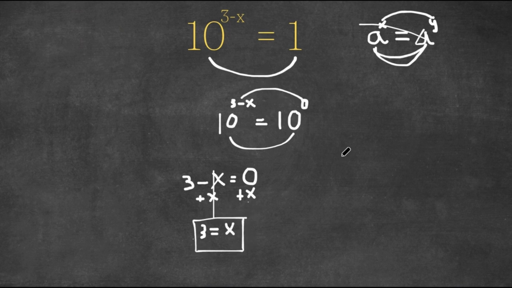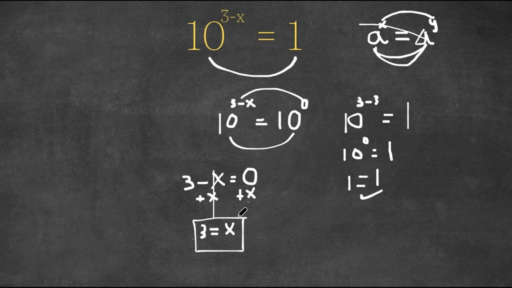Now why don't we go ahead and plug it in to our equation. So this gives us 10 to the power of 3 minus 3, which is 10 to the power of 0, equals 1. And remember, anything to the power of 0 equals 1, so 10 to the power of 0 equals 1, so we have 1 equals 1, and this is right, meaning our answer of x equals 3 is right.